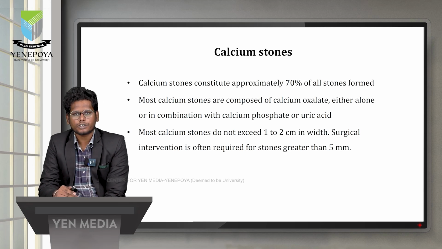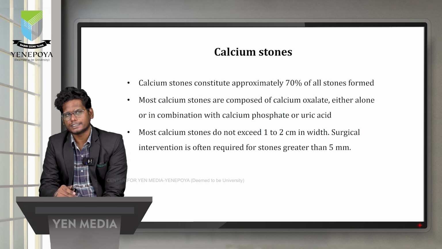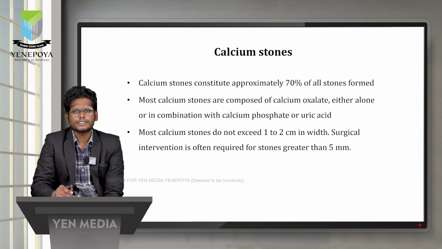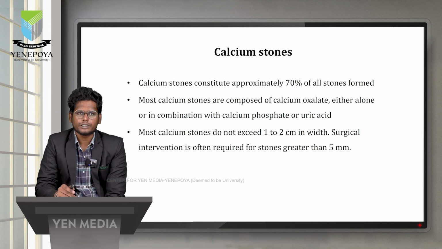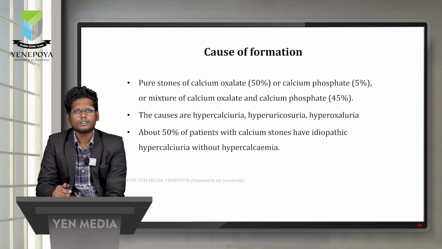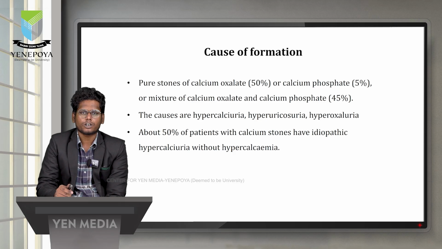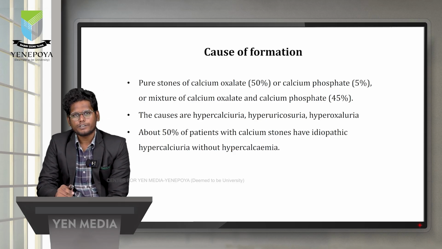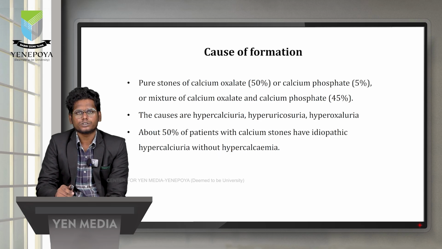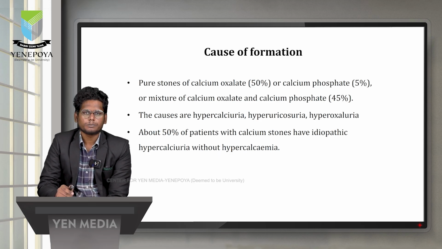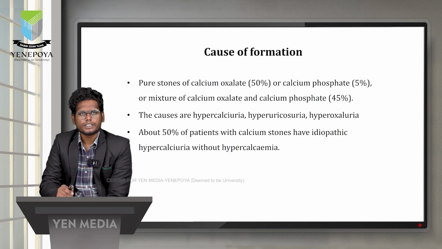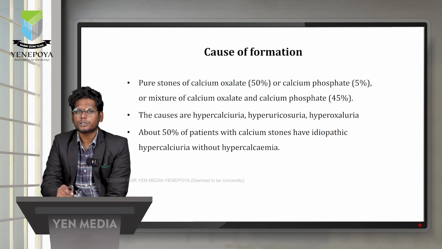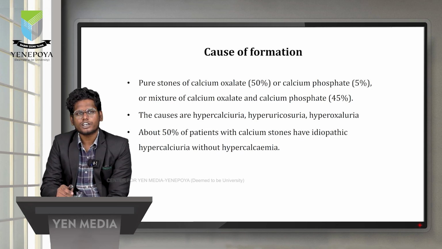Most calcium stones are composed of calcium oxalate, either alone or in combination with calcium phosphate or uric acid. Most calcium stones do not exceed 1 to 2 cm in width. Surgical intervention will be required if the stones are greater than 5 mm. Then, how the stone forms, the causes of formation. As previously discussed, pure calcium oxalate stones occur in 50%, calcium phosphate stones in 5%, and the mixture of calcium oxalate and calcium phosphate stones, most abundantly, in 45%.